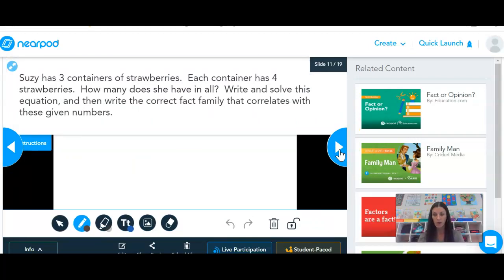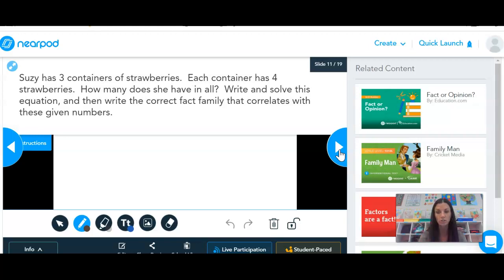Let's work on this problem now on your Chromebooks. Susie has 3 containers of strawberries. Each container has 4 strawberries. How many does she have in all? Write and solve this equation, and then write the correct fact family that correlates with these given numbers.